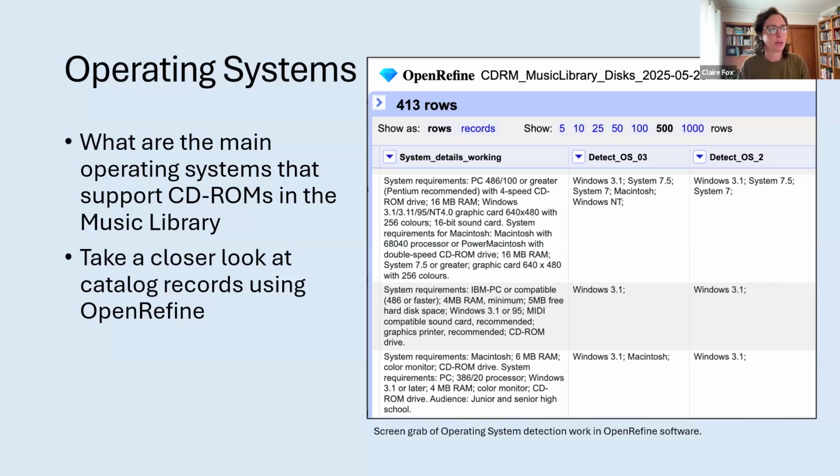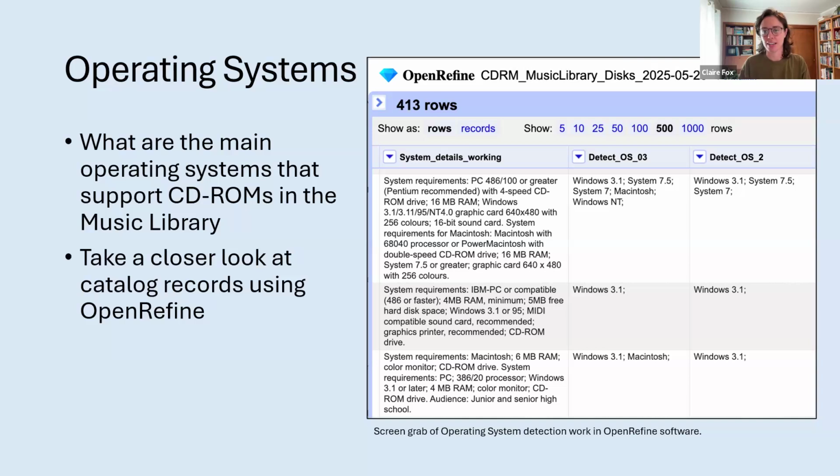The way that I approached this was to export all of the text records from the catalog with the CDRM call number and the music library location, and then shape that information into a spreadsheet, which I then took a look at in OpenRefine, which is a really helpful data cleaning tool that I am new to.